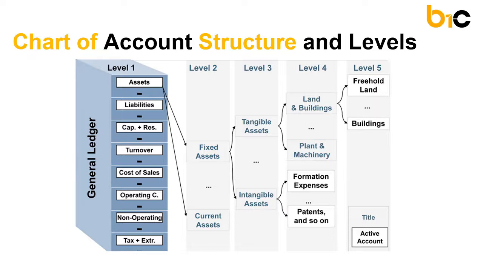Let us look at this specific example of a chart of accounts that contains 5 levels. Levels 2 through 4 can contain either active accounts or titles that combine several active accounts. Level 5 in this example contains only active accounts. Because only active accounts can be posted to in SAP Business One, it is a good practice to have all your active accounts at the same level.